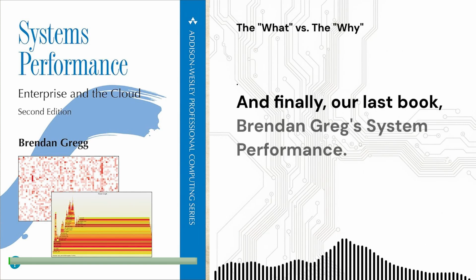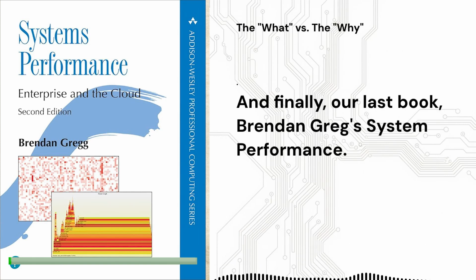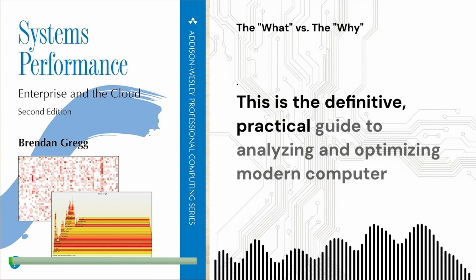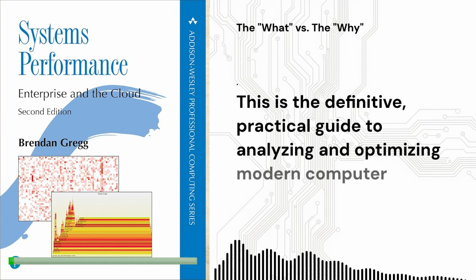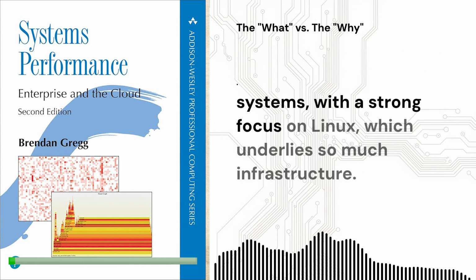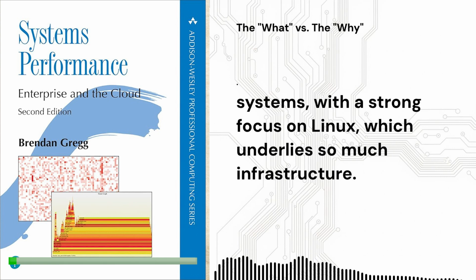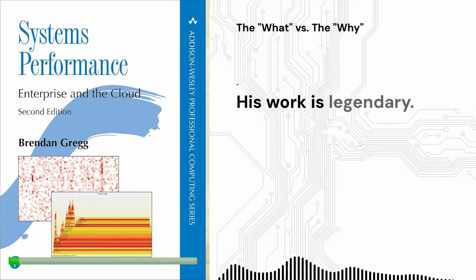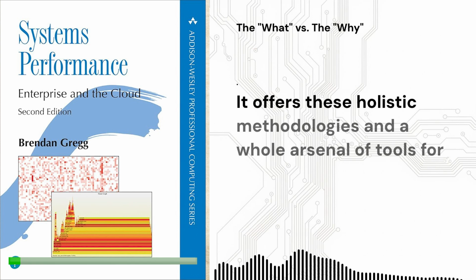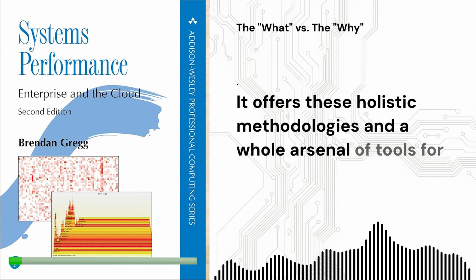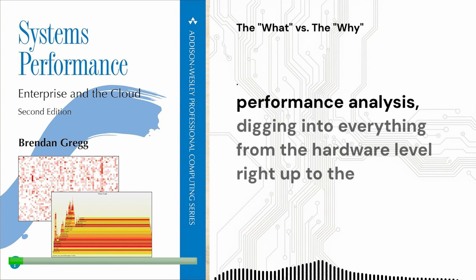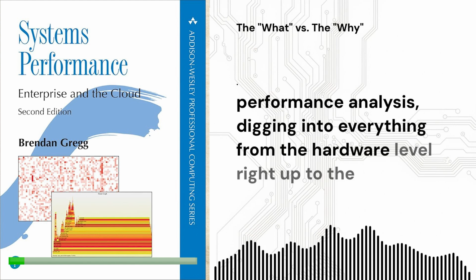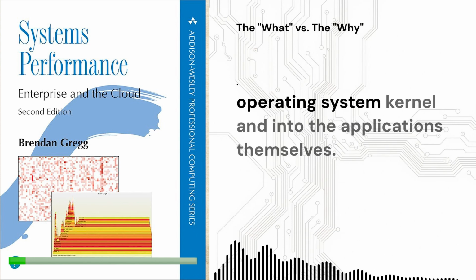And finally, our last book, Brendan Gregg's System Performance. This is the definitive, practical guide to analyzing and optimizing modern computer systems with a strong focus on Linux, which underlies so much infrastructure. Gregg is the master of performance analysis tooling and methodology. His work is legendary. It offers these holistic methodologies and a whole arsenal of tools for performance analysis, digging into everything from the hardware level right up to the operating system kernel and into the applications themselves.